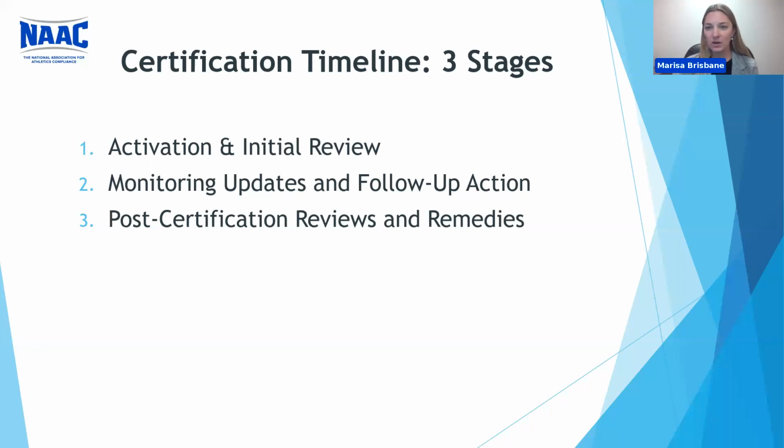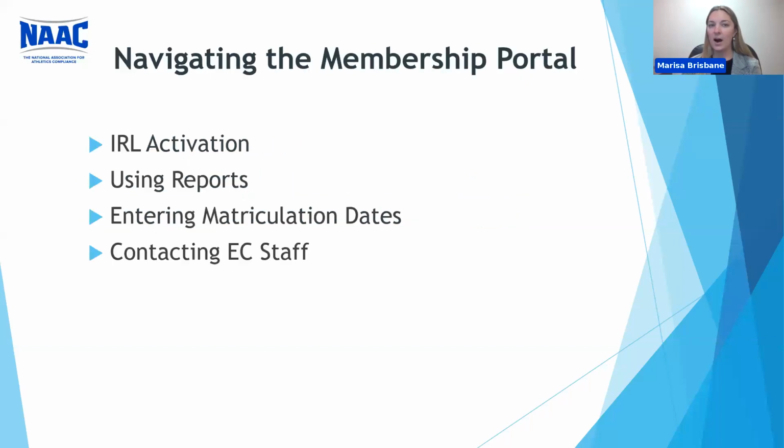So first in this webinar, as he mentioned, we're really going to talk about activation and initial review. So how do you get started? How do you get a prospective student athlete on your institutional request list, things like that? Then hopefully coming next year, we'll transition, talk a little bit more about monitoring updates, some follow-up action, and then ultimately post-certification reviews and remedies if there are any concerns in the initial eligibility process. So to get us started, Conor's going to talk a little bit about navigating the membership portal. All right, thanks, Marisa.